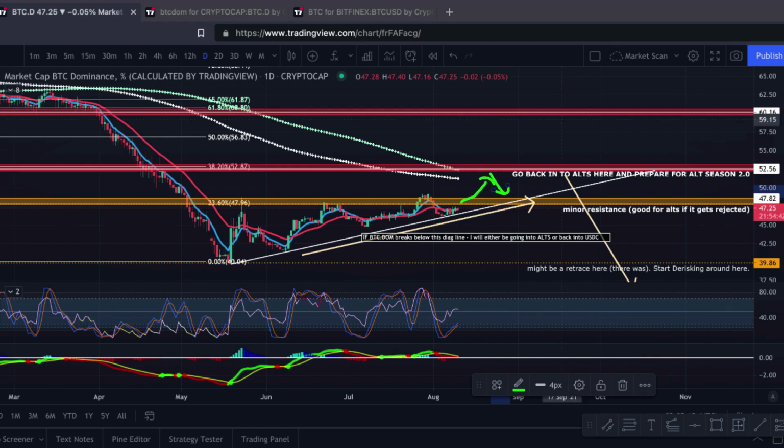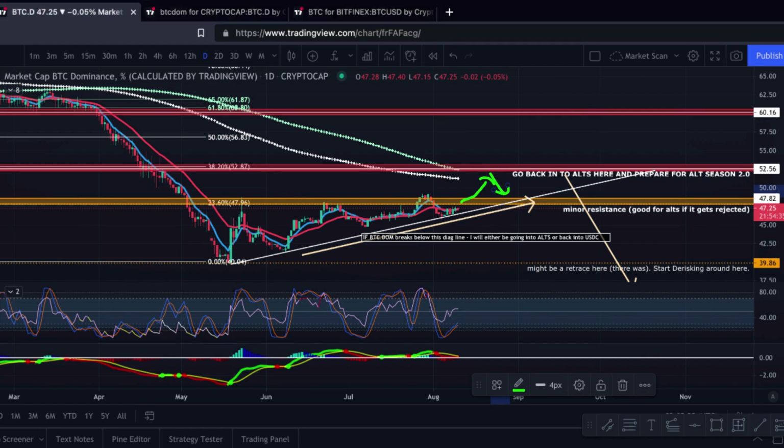Okay, so I don't know if I went over the Bitcoin dominance, but I'm going to do this right now. Pretty much Bitcoin dominance, you could see the lows: this is the low, and then a higher low, and then a higher low. The highs: this was the high, higher high, higher high. So it's clearly upward momentum.